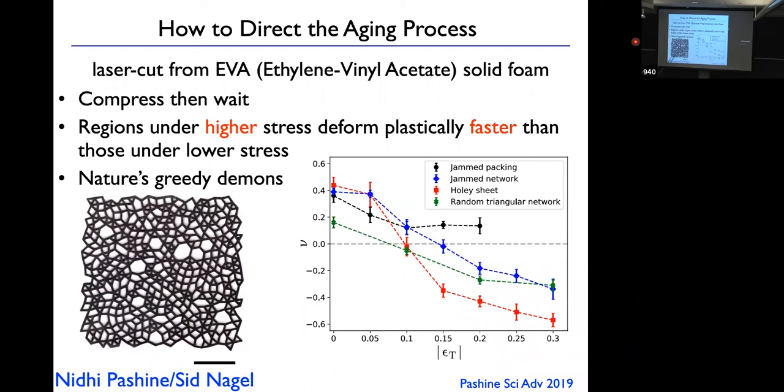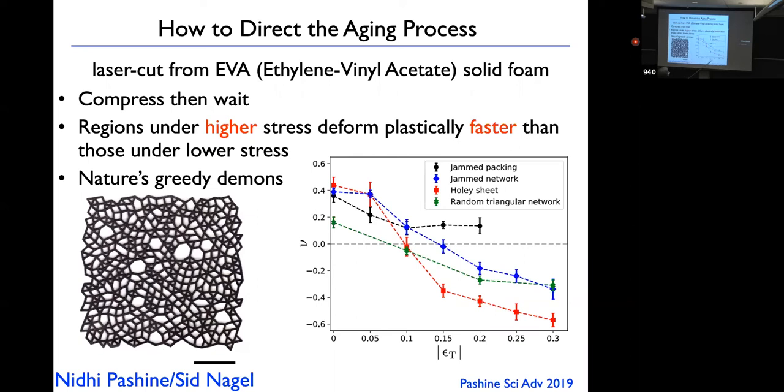So she took a jammed packing and laser cut the network that you would derive from it out of a solid foam. Then she put it in a plastic frame that's a little smaller than the network. So you compress it, and you wait for an hour. It initially has a positive Poisson ratio. You wait for an hour, and the Poisson ratio goes negative.